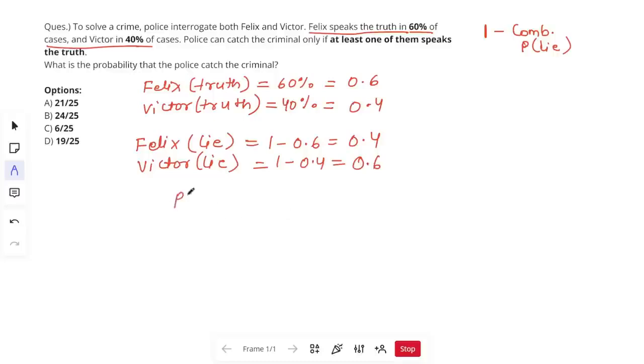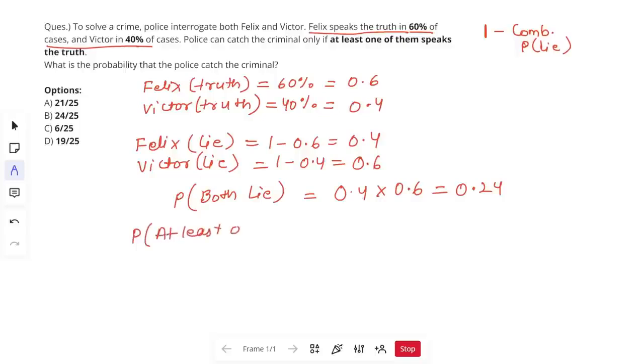Now what we will do is combine both the lie probabilities, because I told you we need to subtract it from the total, which is 1. So the probability of combined lies will be 0.4 multiplied by 0.6, that is going to give us 0.24. Now we have the combined lies. Now the final answer we are finding is the probability that at least one person speaks truth.